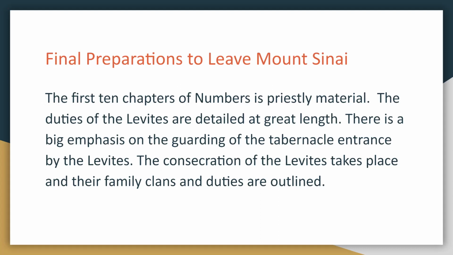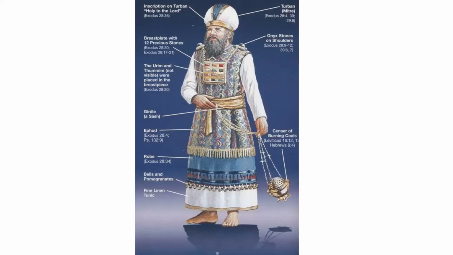The first 10 chapters of Numbers is mostly priestly material. The duties of the Levites are detailed at some great length. There's a big emphasis on the guarding of the tabernacle entrance by the Levites. The consecration of the Levites takes place and their family clans and duties are outlined. A description is given in Exodus as well as here in Numbers of what the high priest would wear.